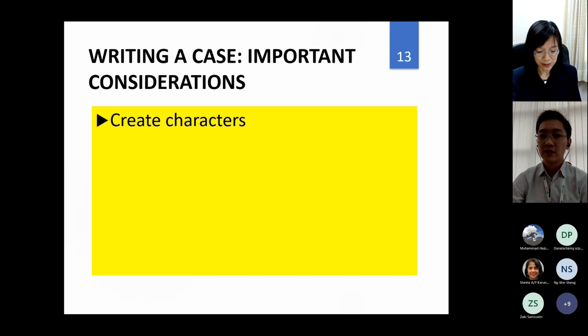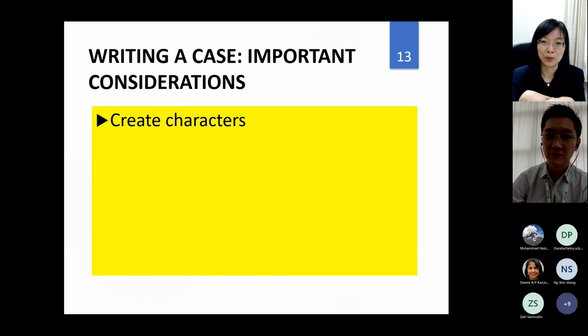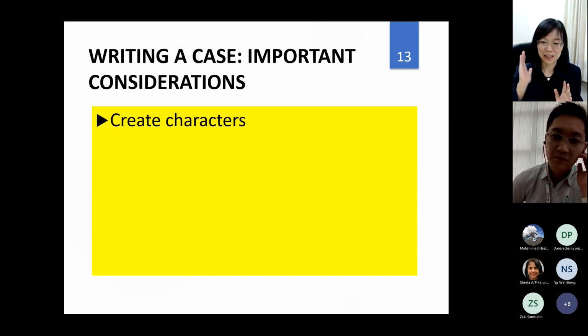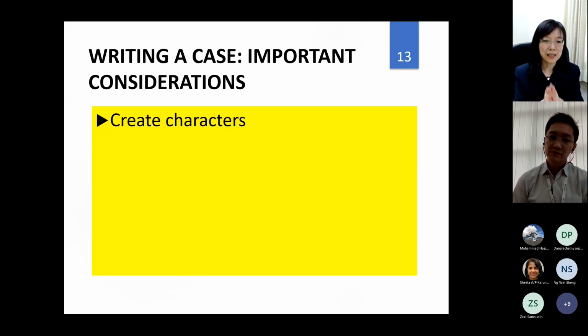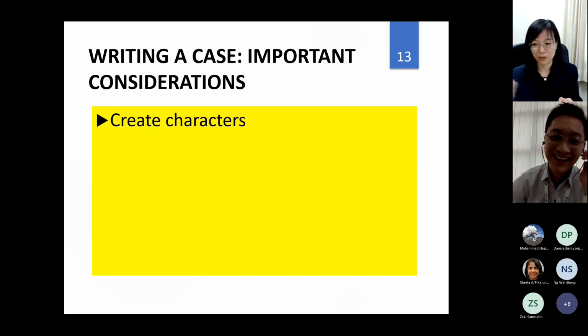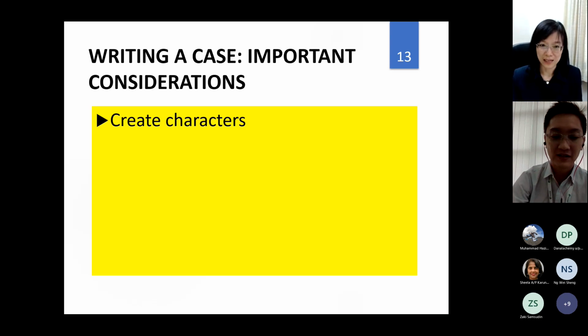When you write, there are some considerations. Case writing is actually slightly different from writing a journal article in the sense that a journal article is more straightforward, right? You will usually have your introduction, problem statement, research methodology, data analysis, discussion, conclusion. Very straightforward. But in a case study, it is a story. When you read a storybook, you don't want to have no characters. It's so boring, right? You want to have the hero, the heroine, a villain. Writing a case, you also want to have characters to make it interesting.